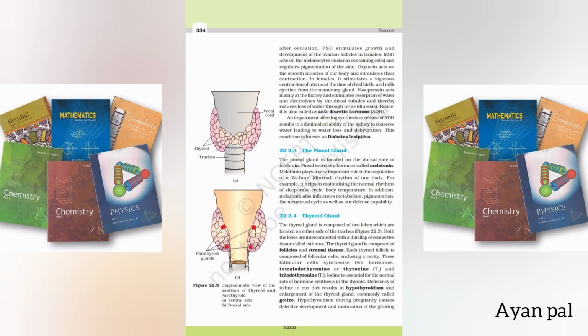Oxytocin acts on the smooth muscles of our body and stimulates their contraction. In females, it stimulates a vigorous contraction of uterus at the time of childbirth and milk ejection from the mammary gland. Vasopressin acts mainly at the kidney and stimulates resorption of water and electrolytes by the distal tubules and thereby reduces loss of water through urine, diuresis. Hence, it is also called antidiuretic hormone, ADH.